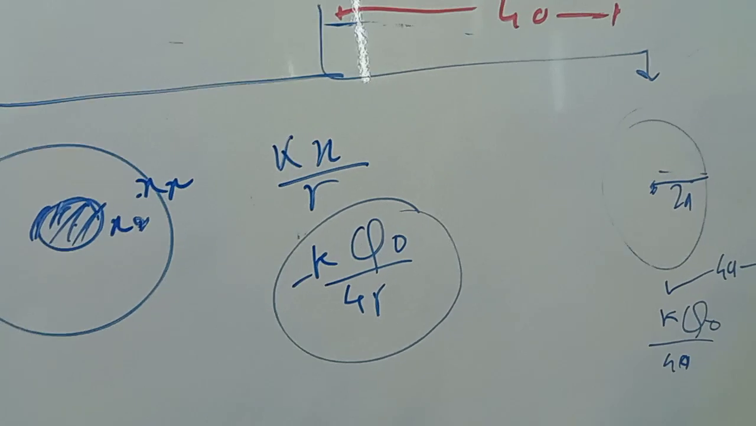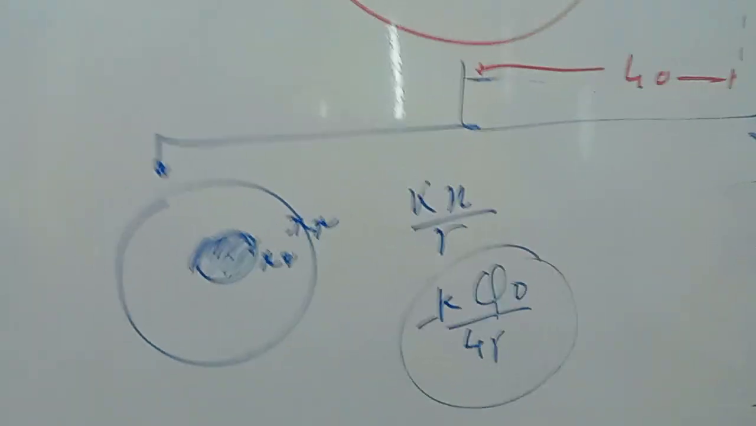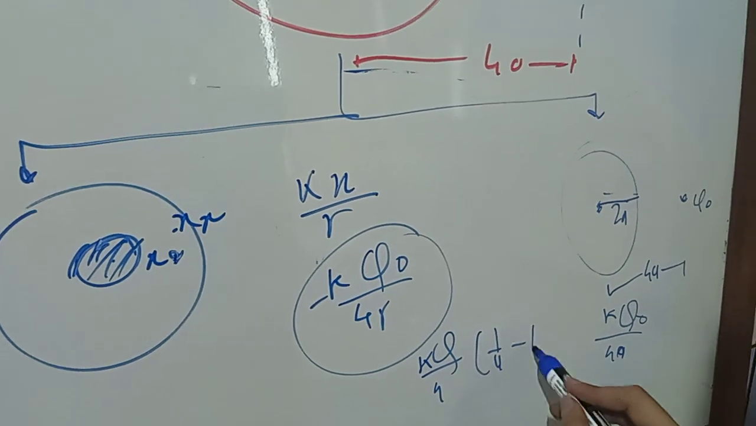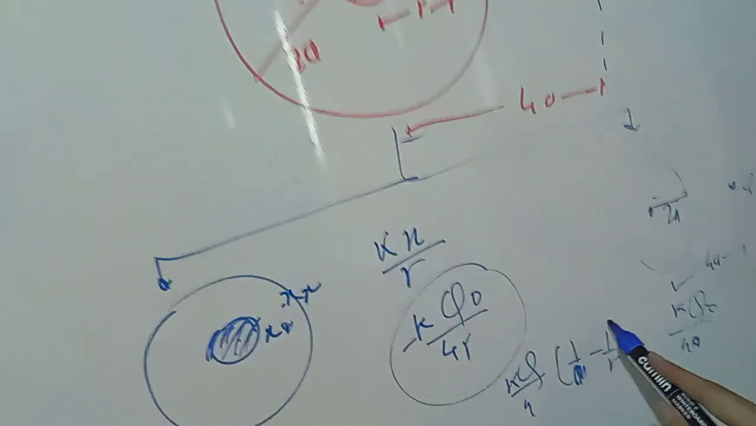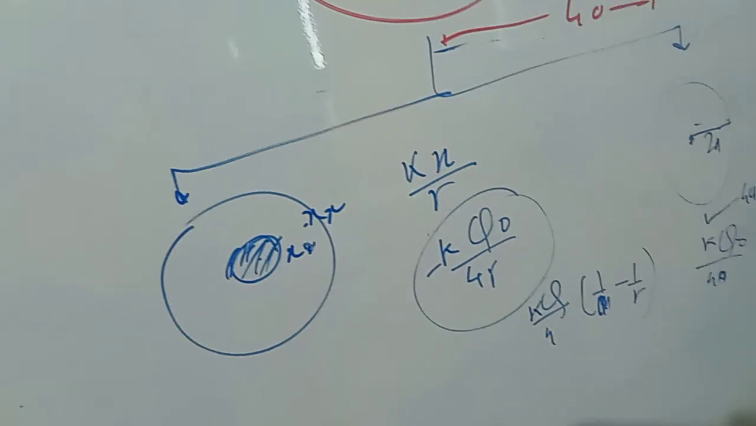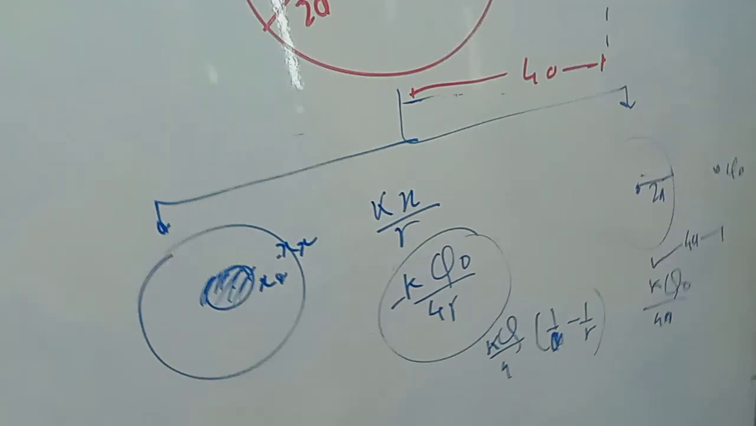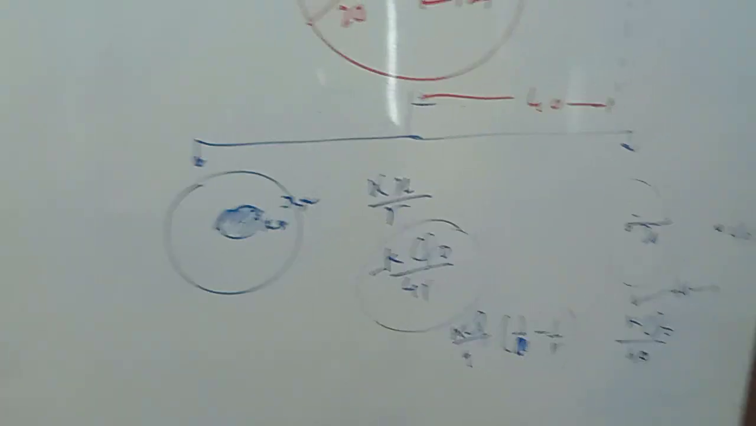If we add these both, we would get kq by 4, 1 by a minus 1 by r, and obviously r is greater than a, so this will be positive. I guess so this is right, because due to this the potential inside everywhere would be 0. Yeah, that's it. Thanks for watching. Hope you all learned something new.